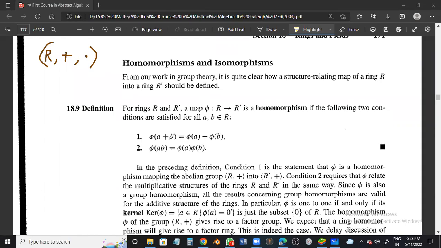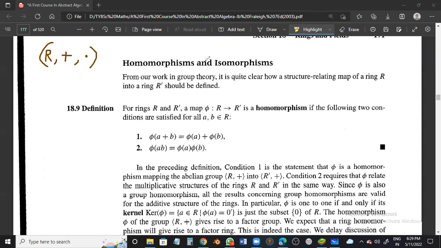If I take phi of A plus B, we must have phi of A plus phi of B. So the image of addition must be the addition of the images. And the second condition is phi of A into B must be equal to phi of A into phi of B. So phi must preserve multiplication. This is the basic requirement. If both the operations are preserved under this map, then this map is called a homomorphism.